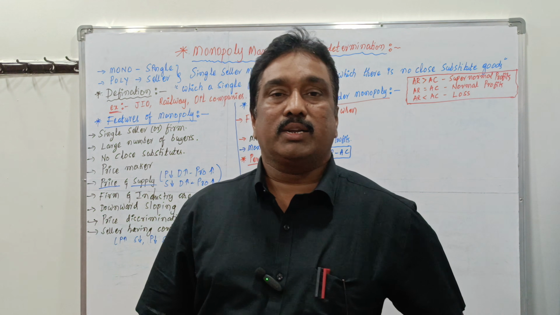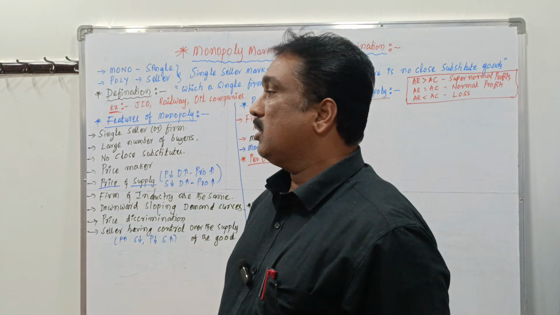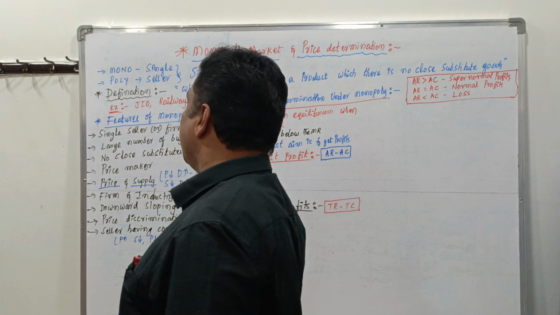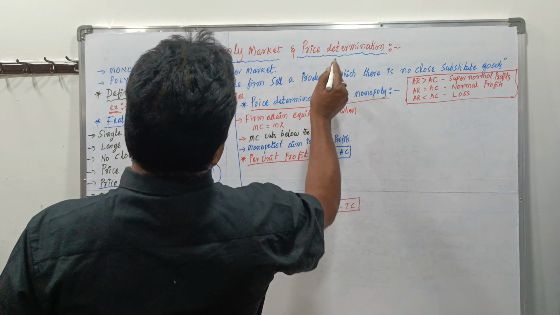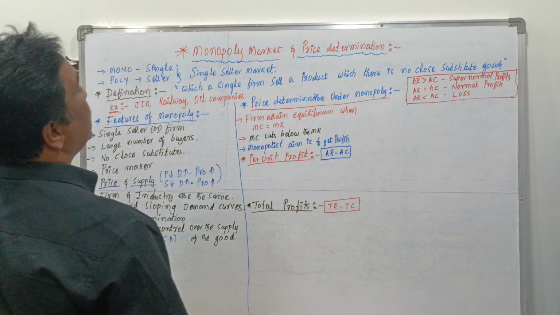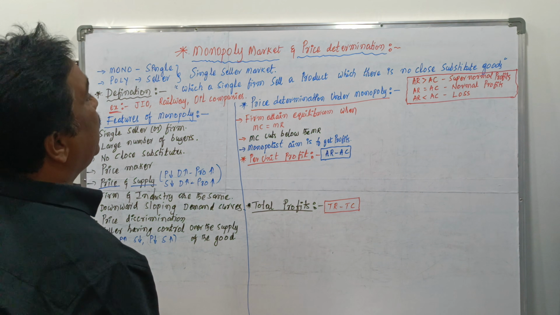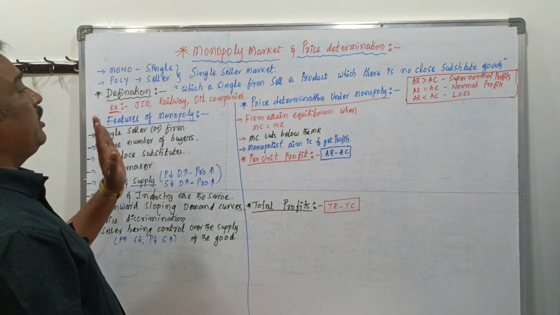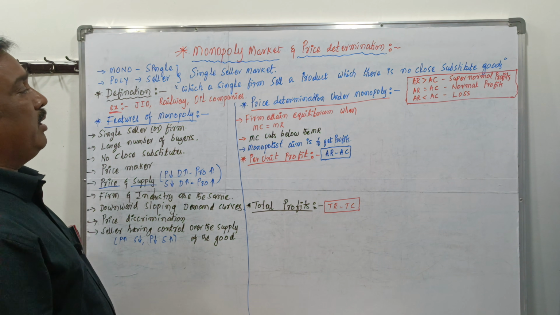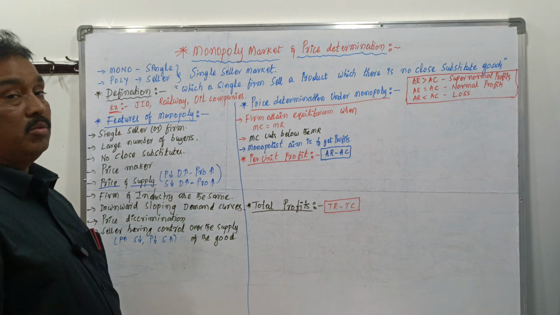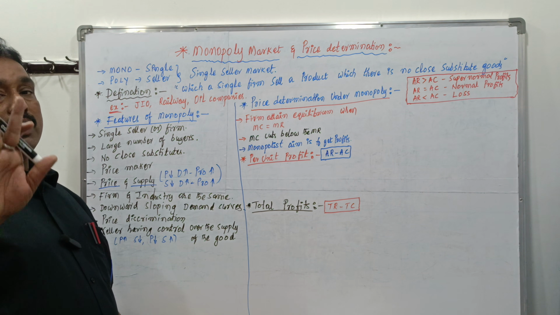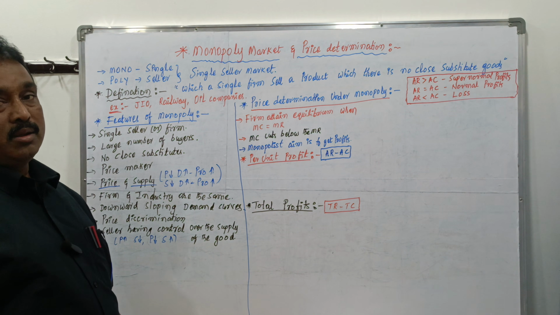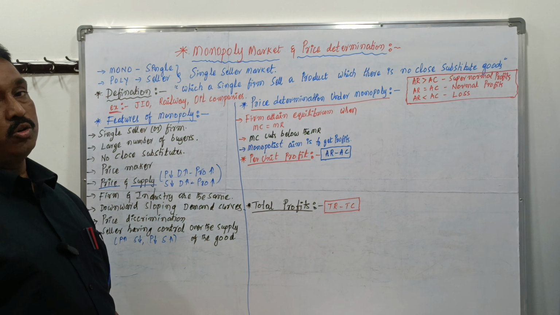Okay, so let us discuss what is called the monopoly market. Monopoly market, price determination, price and output determination. The monopoly market is also one of the imperfect competition markets. In the imperfect competition market, there are four markets: monopoly, duopoly, oligopoly, and monopolistic competition.